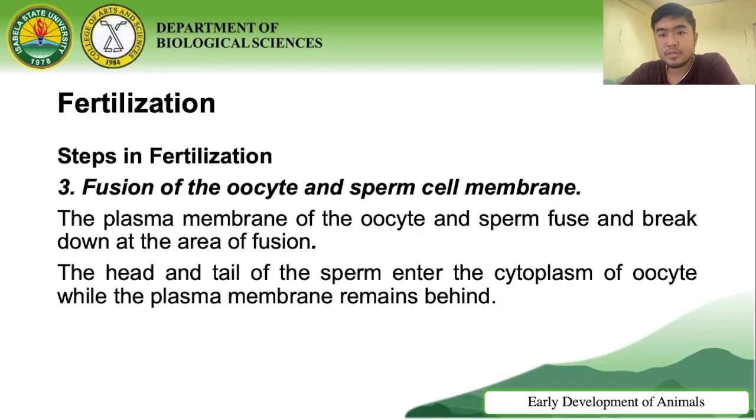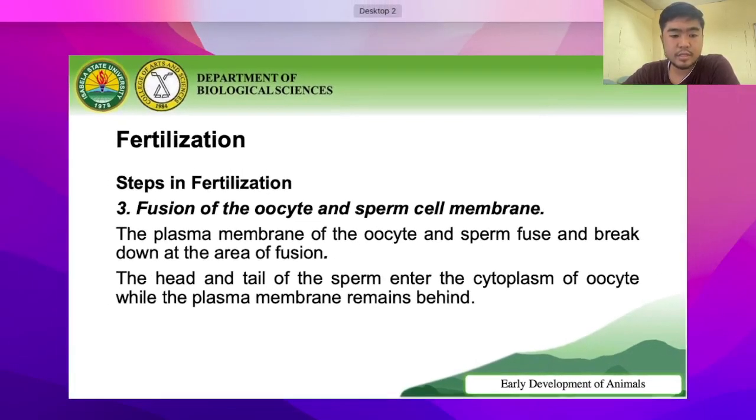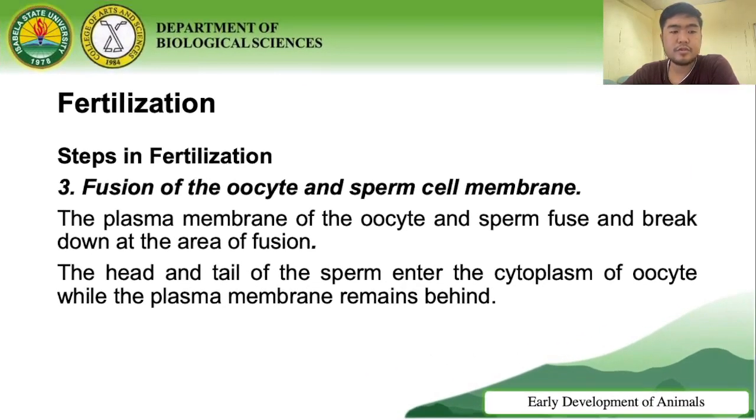Okay, so this is part 2, the continuation of the steps in fertilization. The third part is the fusion of the oocyte and the sperm cell membrane. The plasma membrane of the oocyte and sperm fuse and break down at the area of fusion. The head and the tail of the sperm enter the cytoplasm of the oocyte while the plasma membrane remains behind.